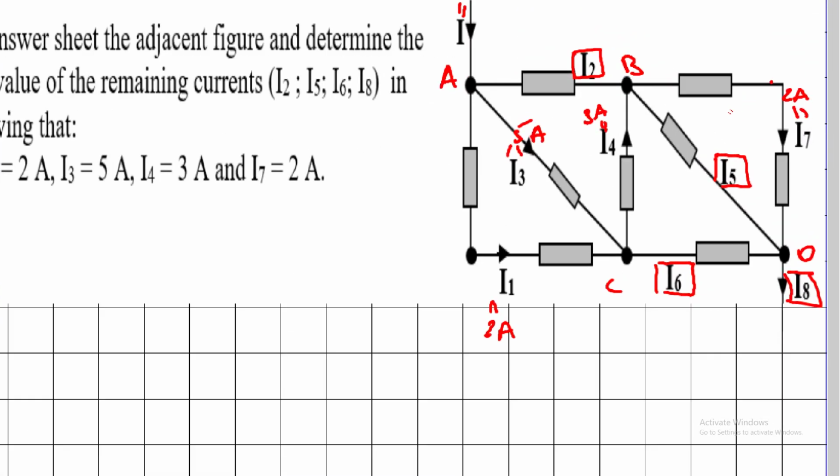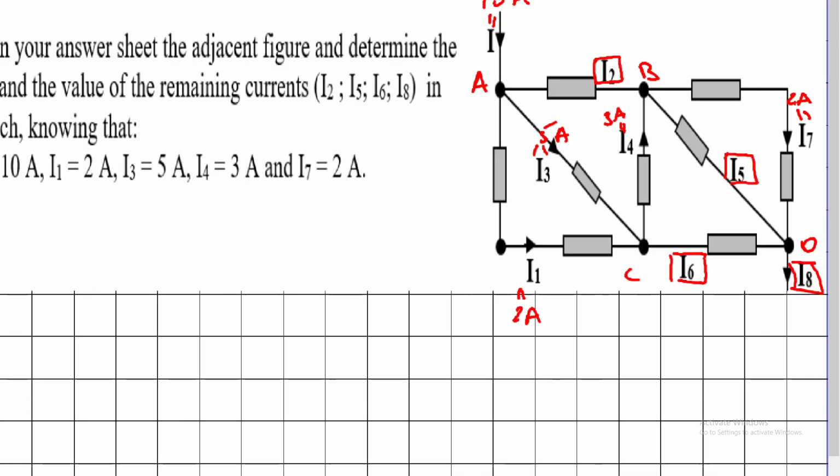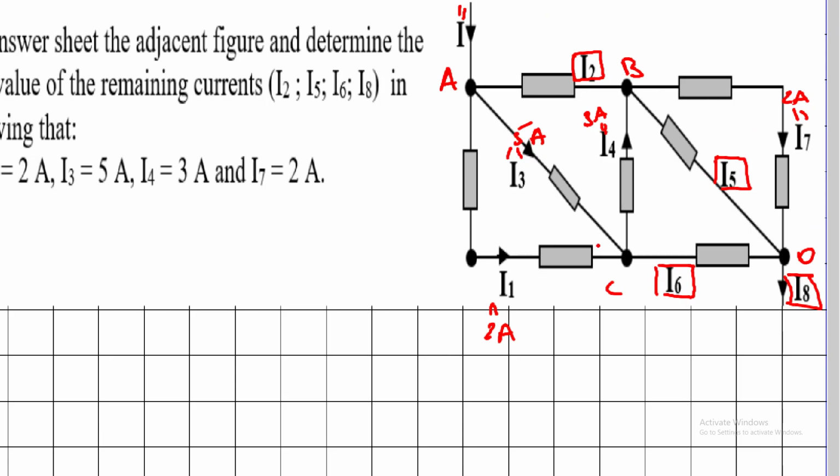Notice that with respect to this node and this node, I didn't give any names because simply at each of these nodes we have only two branches. Okay, so no need to apply any law across these nodes. So let me repeat that the unknown currents are given by I2, I5, I6, and I8. Okay, so we have unknowns, and in this case the order that we proceed with is very important. So notice that we can directly determine I6 because across the node C we have the currents I1, I3, I4, and I6. The only unknown is I6.